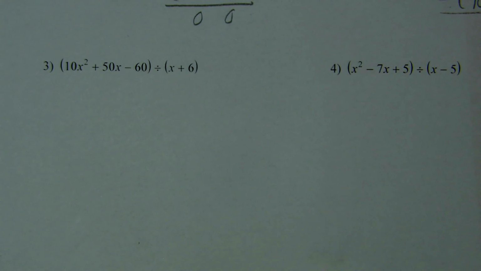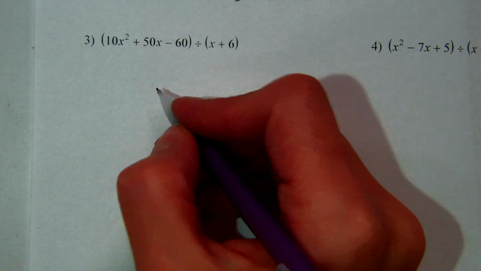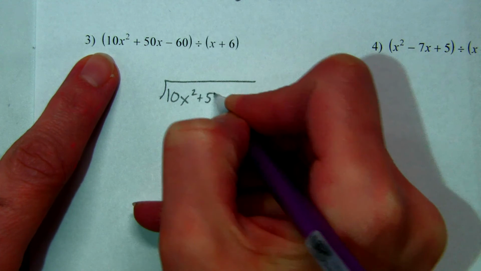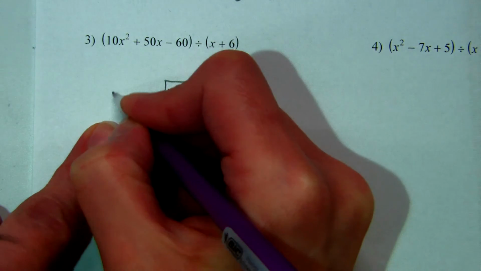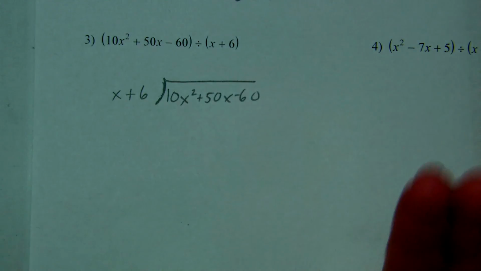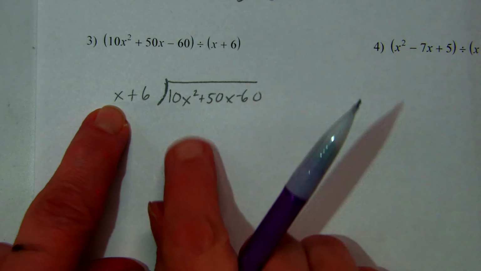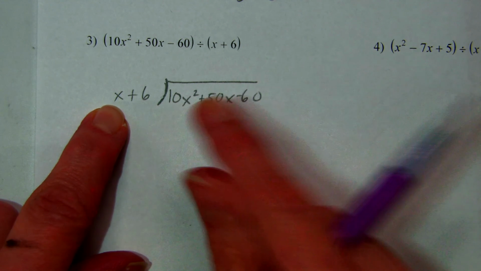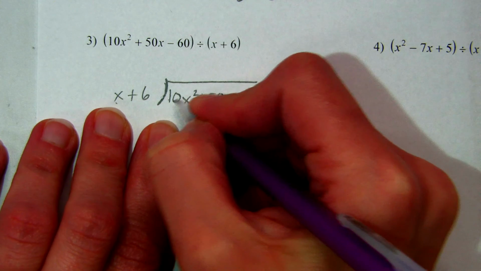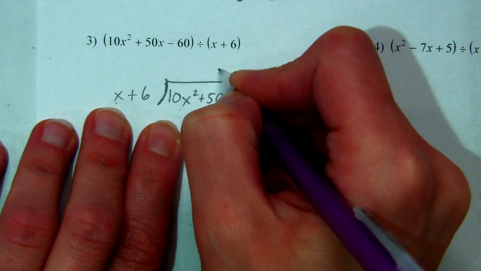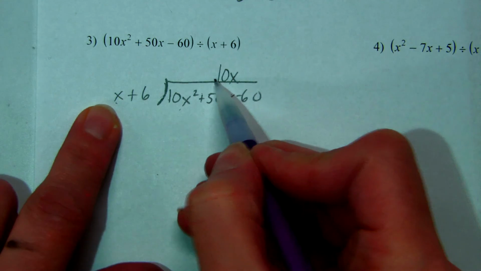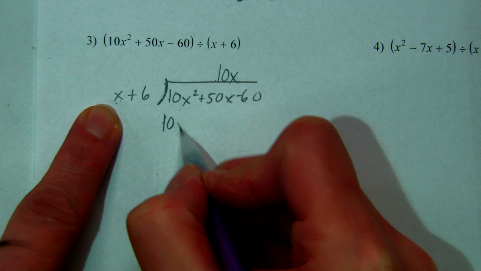I'm going to go on to number 3. So we'll set up our long division. The first number is going to go inside the box, and the second polynomial will come out here. So I'm asking myself on each of these, how many times will x go into 10x squared, or what would I take times x to get 10x squared? Well, it's 10x, and where am I going to put that? I want it to be above the x's, because it's also x, so you put it above its like terms. So 10x times x is 10x squared.